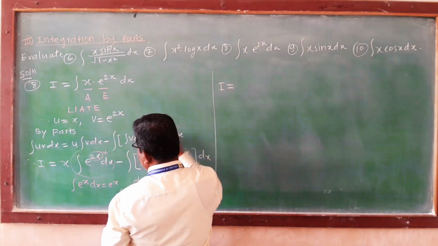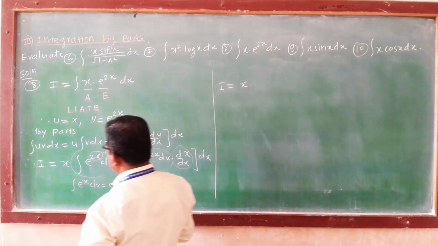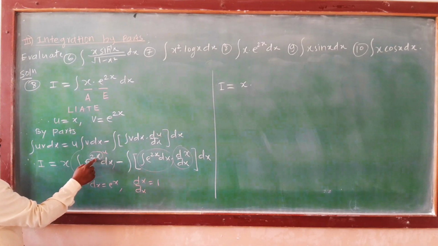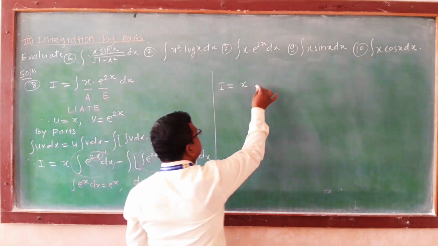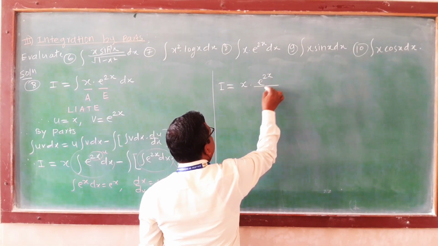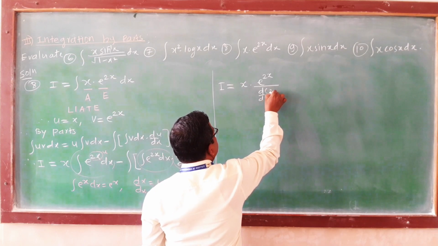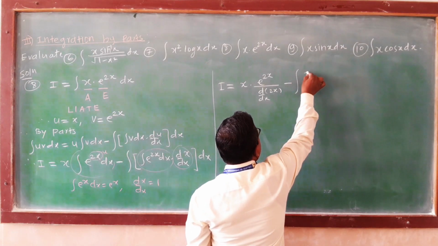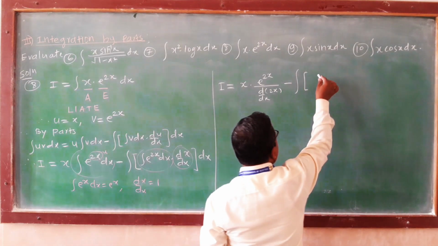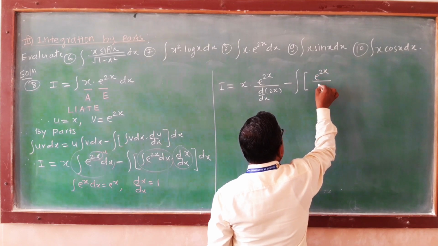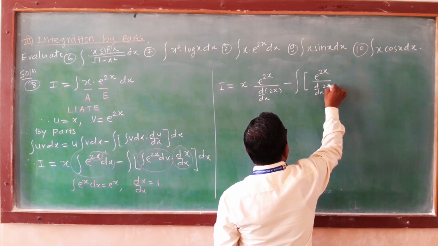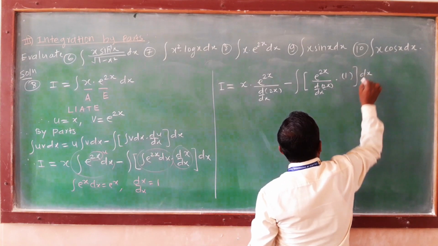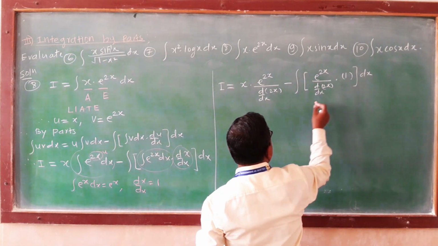Therefore I is equal to this x as it is, times the integration of e raised to u divided by the derivative of u, that is the integration of e raised to u upon d by dx of u, which means 2x, minus the integration of, similarly here, the integration of e raised to 2x upon d by dx of 2x, into 1 with respect to x, since d by dx of x is 1.